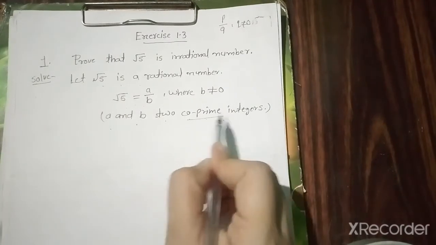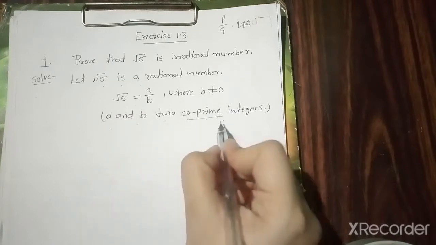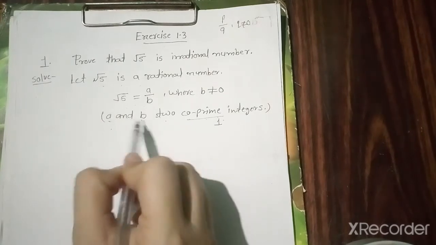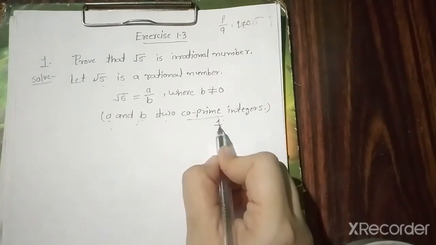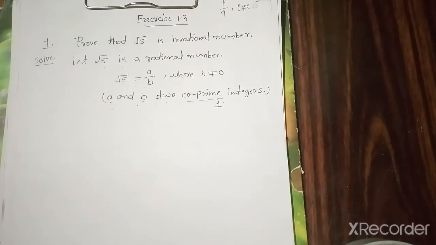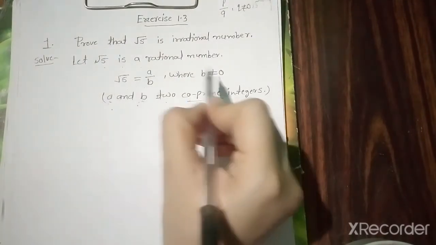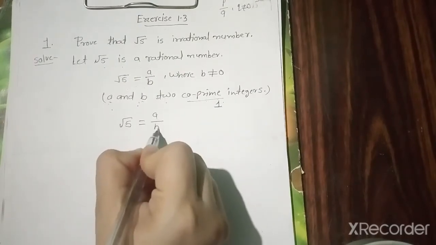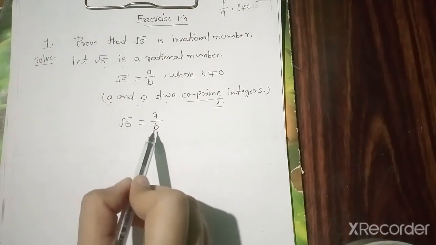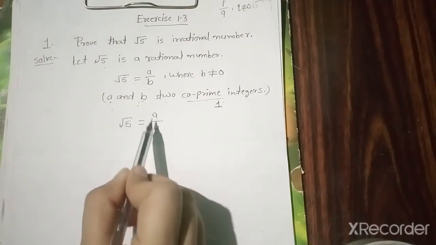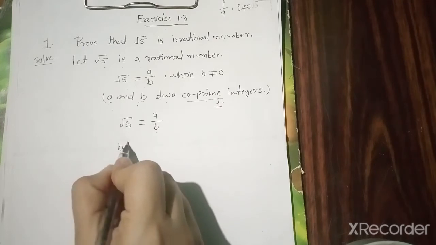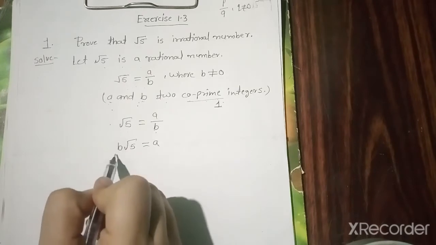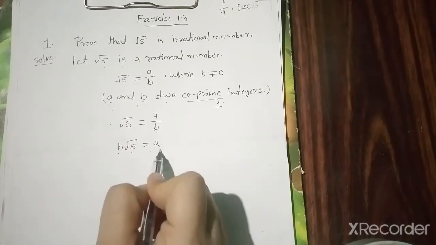What is a co-prime number? Co-prime numbers are numbers which are only divisible by 1. So here a and b are numbers which are only divisible by 1. Now in this equation, root 5 equals a upon b, we will write it as b root 5 equals a. This b is transposed here, so b multiplied by root 5 equals a.